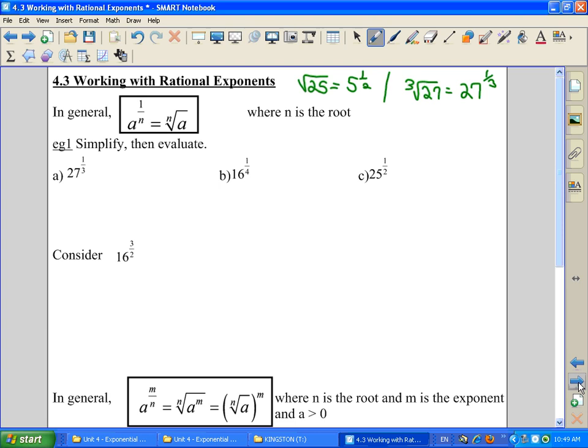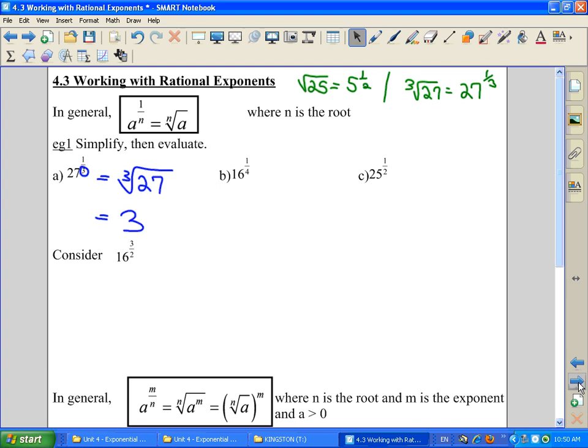Simplify basically means express as easy as you can. All right. So first of all, taking a look here, folks, we know that using this formula, the n, or the denominator of the fraction, is the root. So that tells me this is the third root of 27. And the third root of 27 is 3.